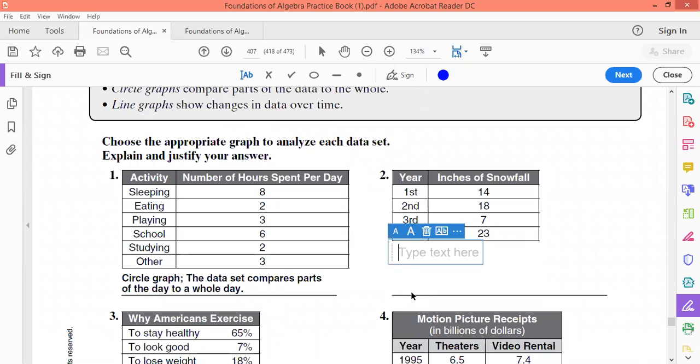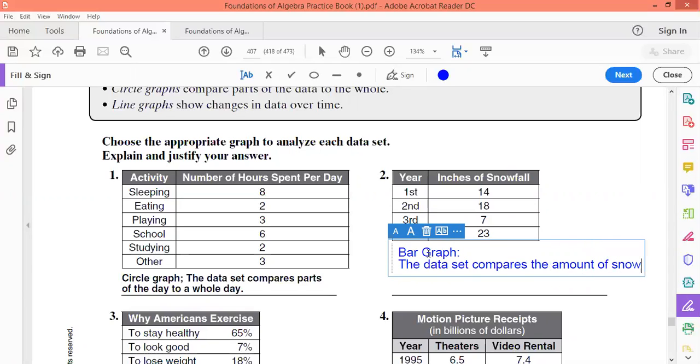In question 2, as you can see, here we have got data: the years first, second, third, and fourth, 14, 18, 7, and 23. Here we will use a bar graph, and you can see that the data set compares the amount of snow.